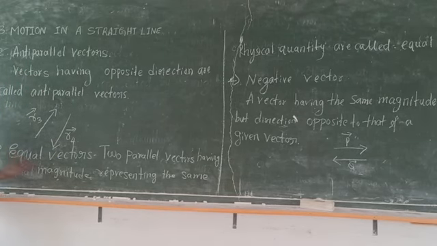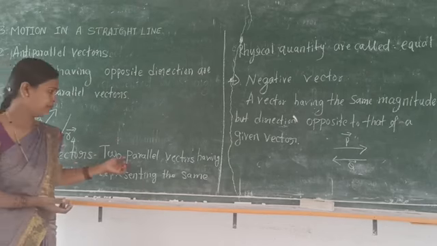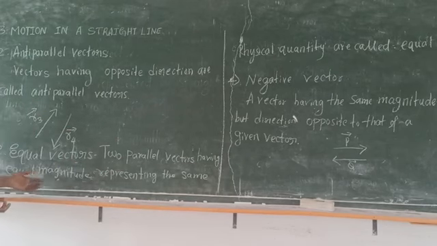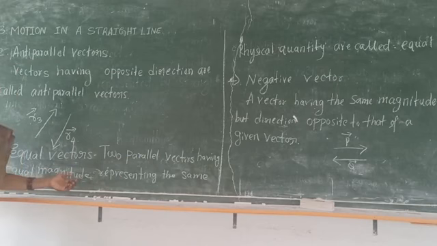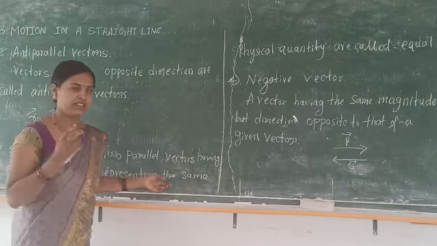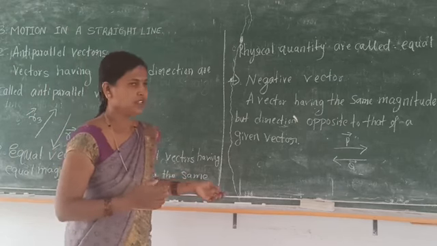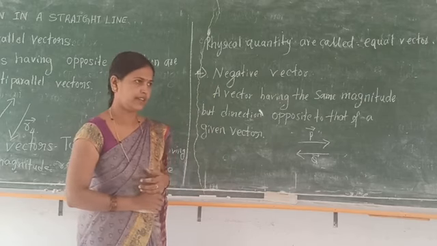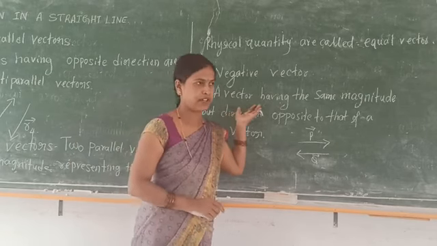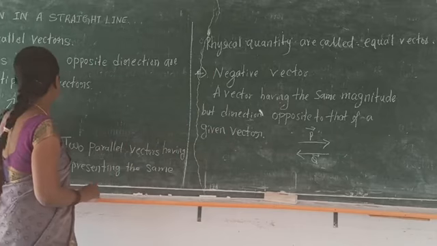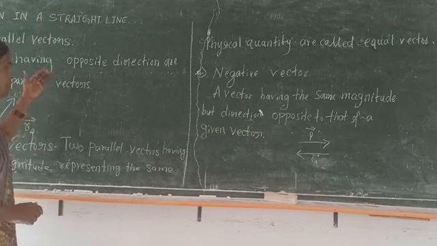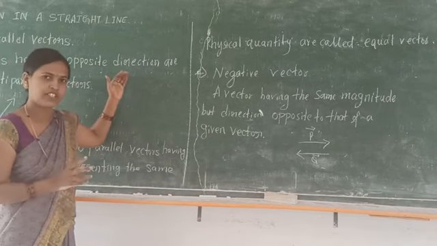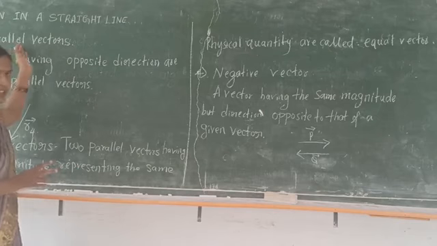Next one is equal vectors. Two parallel vectors having the same magnitude. The magnitude must be the same and they must represent the same physical quantity. Then you can call them equal vectors. In anti-parallel vectors, two vectors are opposite to each other.